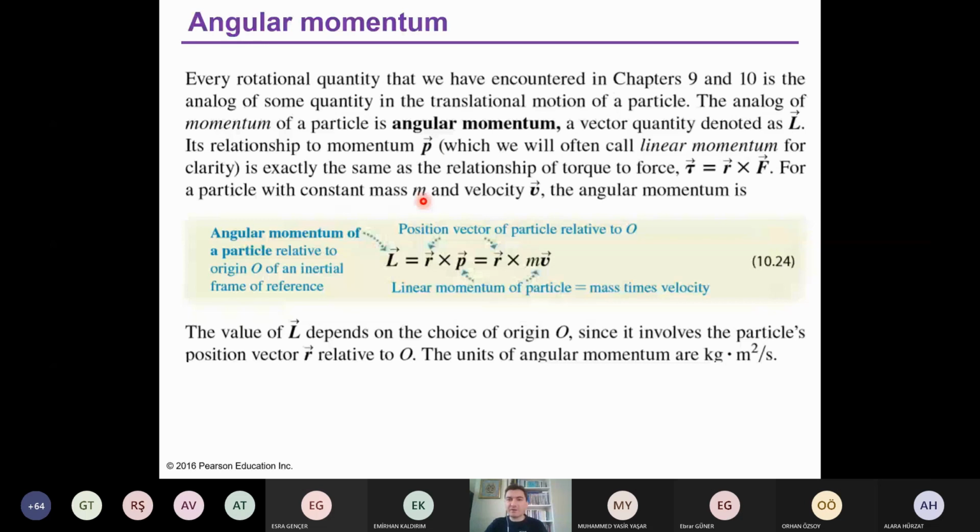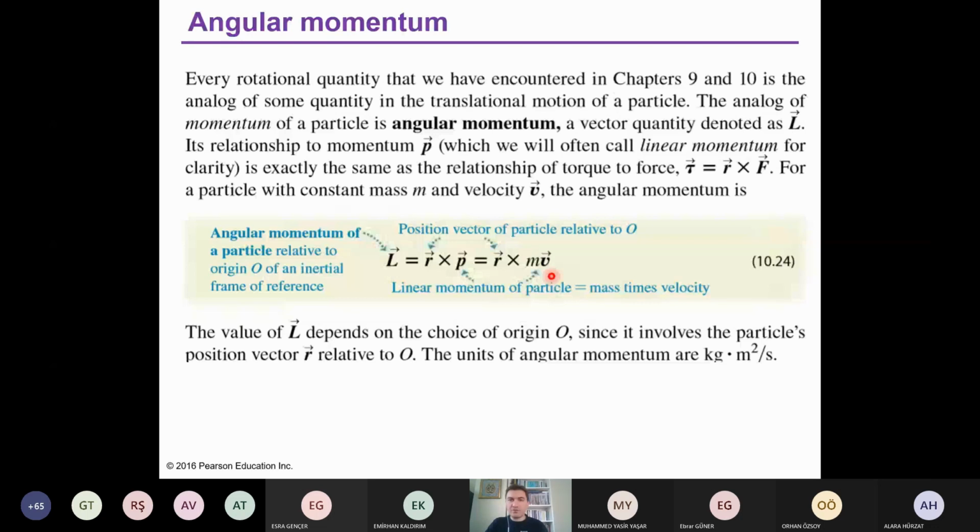So torque is given with this expression. We have done it. This is the distance to the rotation axis, this is the applied force, and this is the torque produced by this force. And the angular momentum of a particle is given with this expression. Position vector of the particle relative to the origin, the rotation axis. And here we have the linear momentum of the particle. From the previous chapters, we know that linear momentum is m times v, right? Then we have angular momentum in terms of velocity. So what about the unit?